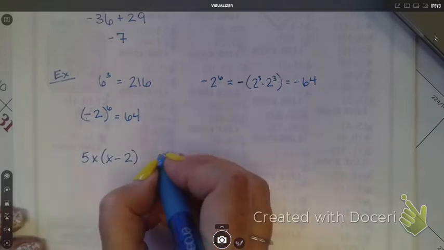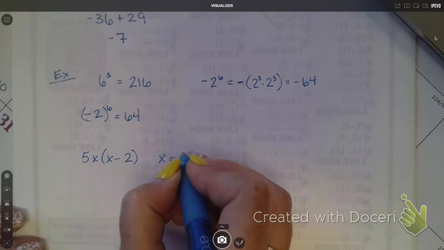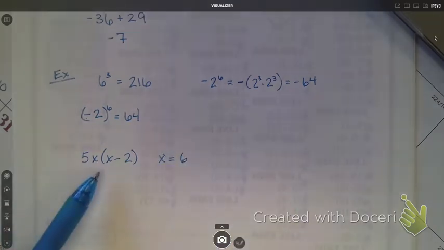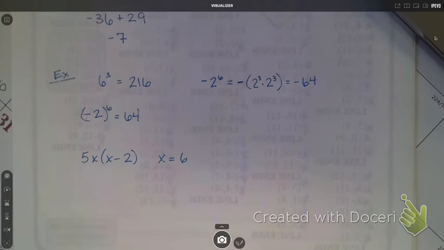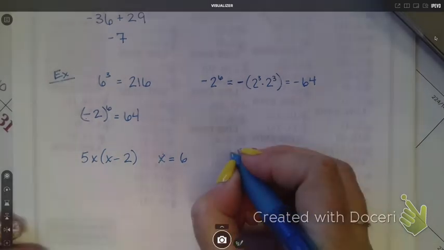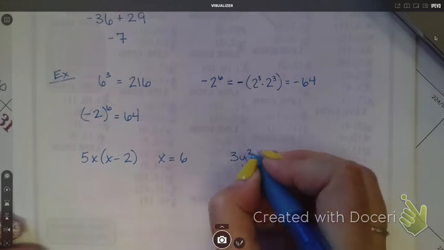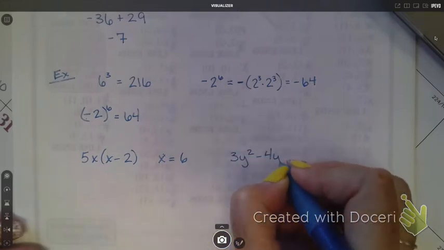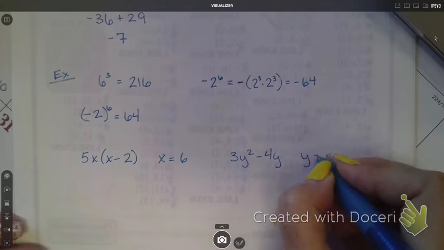Okay? Now I have 5x times (x minus 2) when x is 6. Do it on your own. When you get that, you have 3y squared minus 4y when y is negative 2.